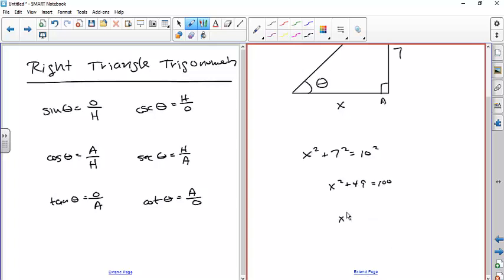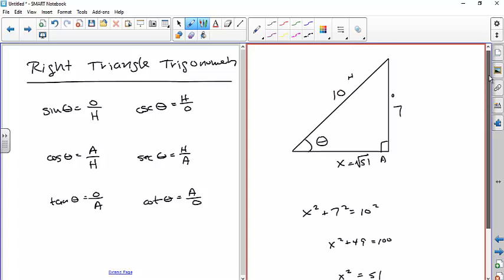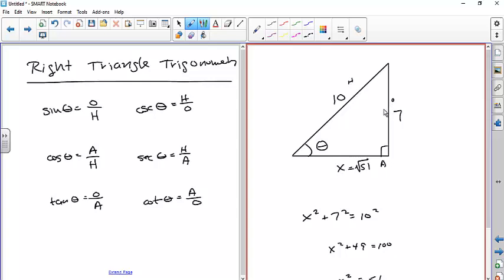X squared is equal to 51. X equals the square root of 51. So once you've used the Pythagorean theorem to get the third side, you have all three sides of the right triangle, and then you can just plug into these equations. Now I am expecting you to correct any of these ratios that have a square root in the denominator.